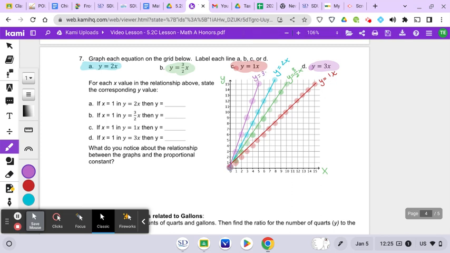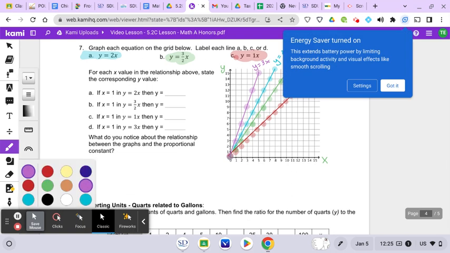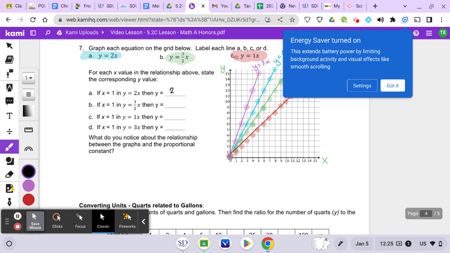Y equals 3x. So I see the bigger the coefficient, the constant of proportionality, the unit rate, the steeper the graph is. Okay, so here we knew when x was 1, we got our constant of proportionality. So this one was a 2, and this was a 3/2, and this was a 1, and this was a 3.